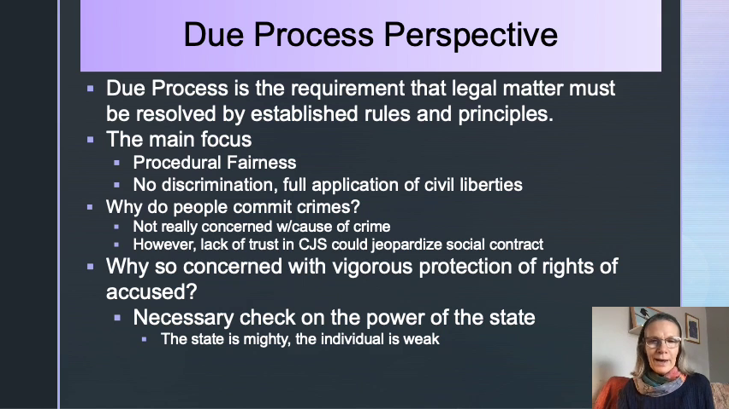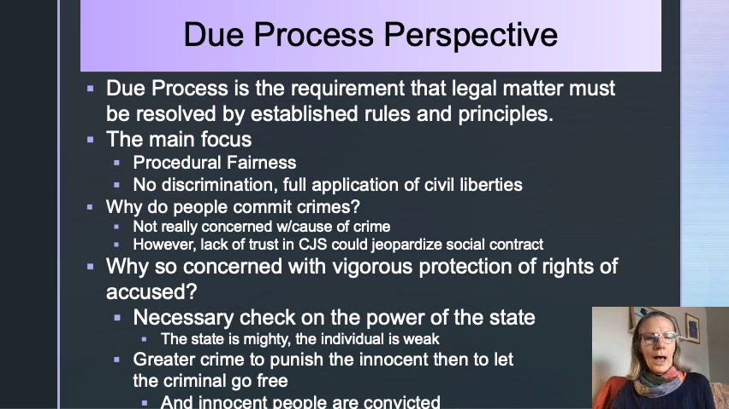And so that's why the framers of the Bill of Rights dedicated nearly half of the Bill of Rights to protecting the rights of the criminally accused, because they knew that the state is mighty and can do great harm to somebody accused of a crime. And also society might be less robust in terms of protecting the rights of the criminally accused.